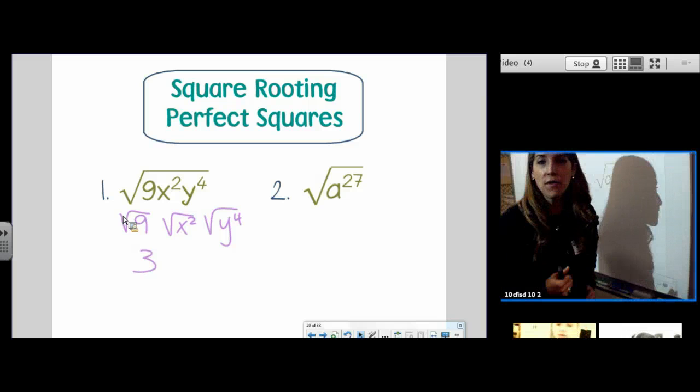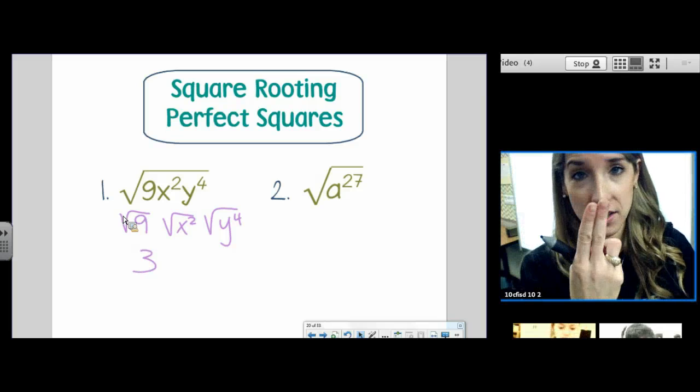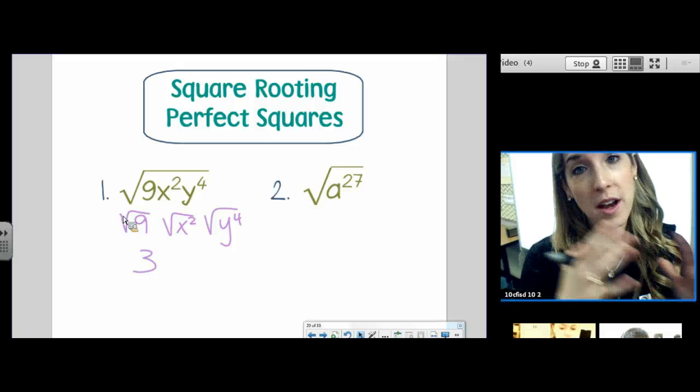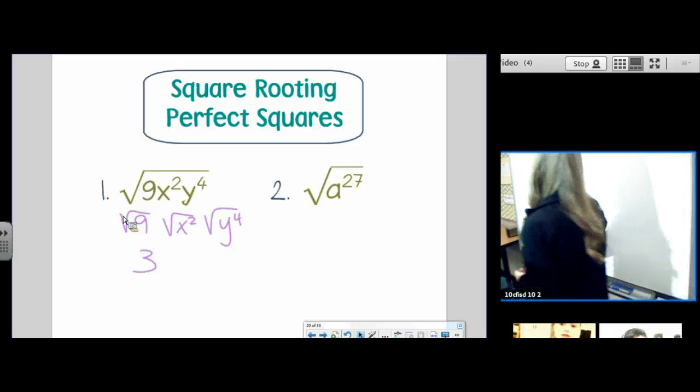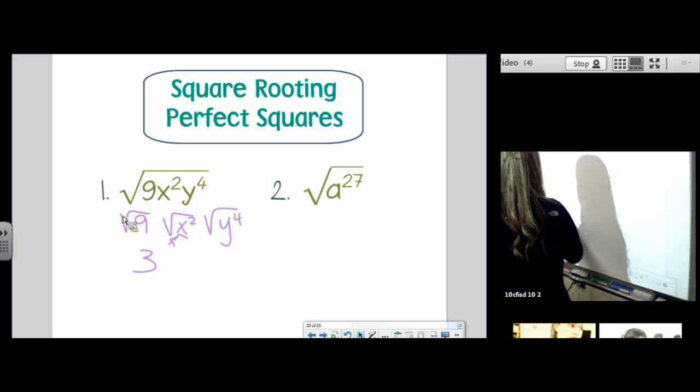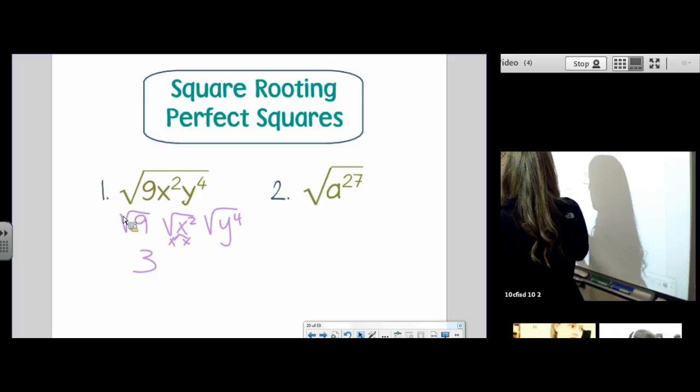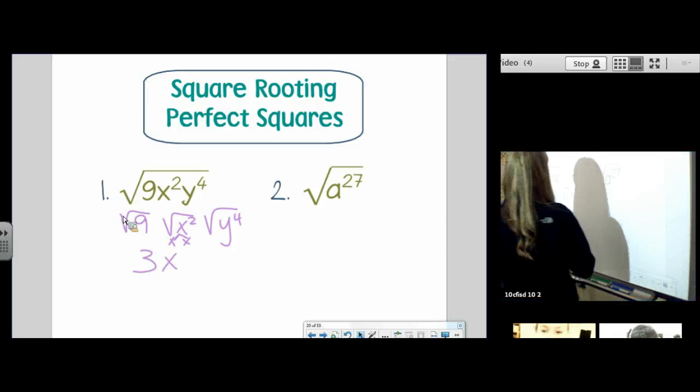Now the square root of x squared, you're looking for pairs. So a square root and an x squared, those are going to cancel, right? Or you could think of it as a factor tree. X squared is x times x. So the square root of x squared is just x because an x escapes.